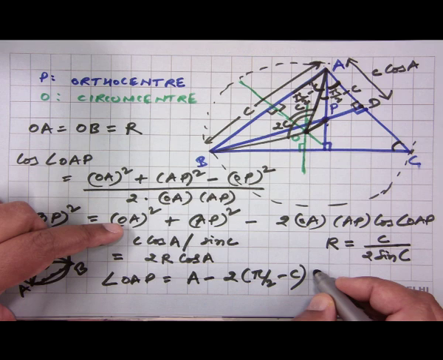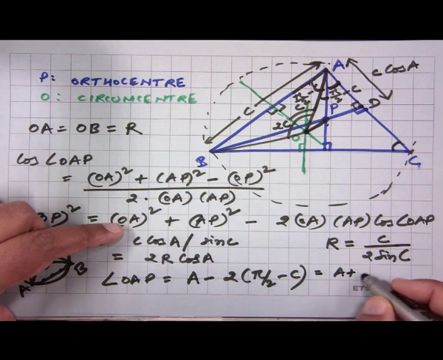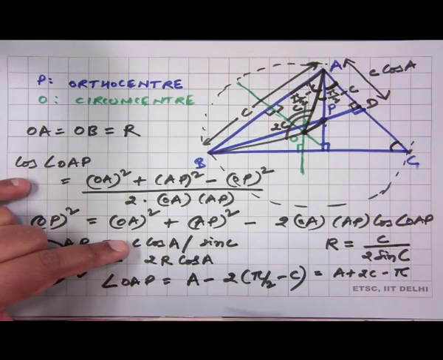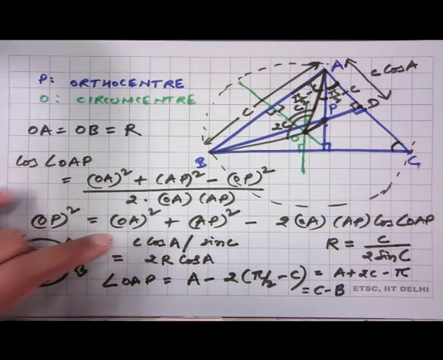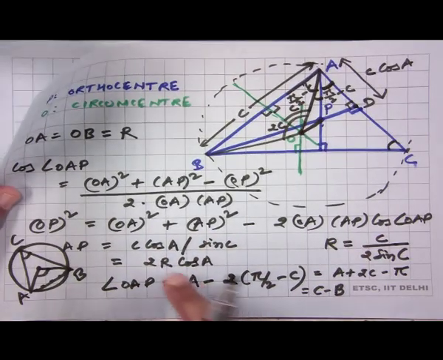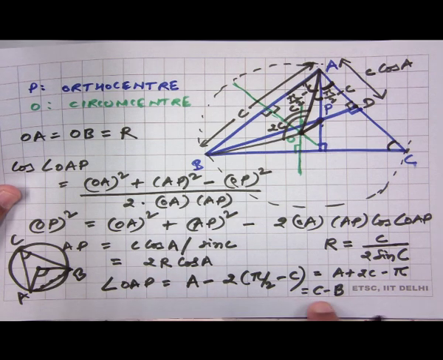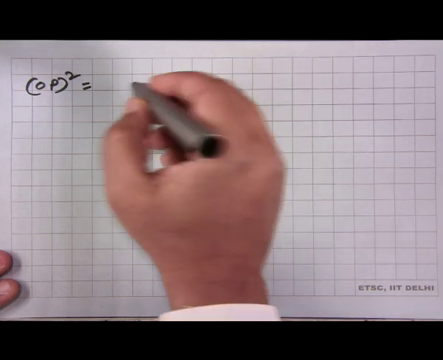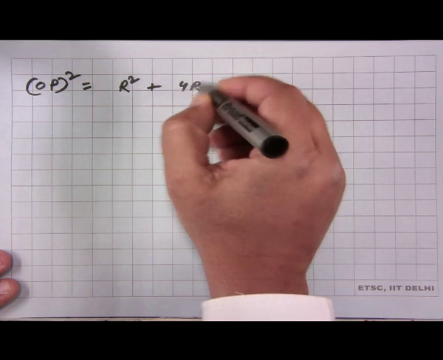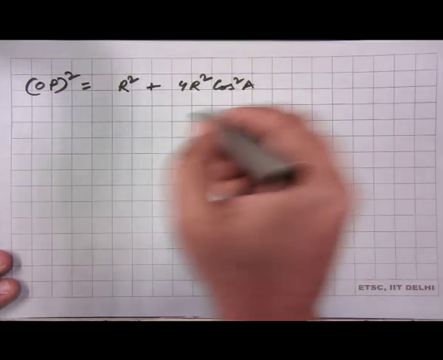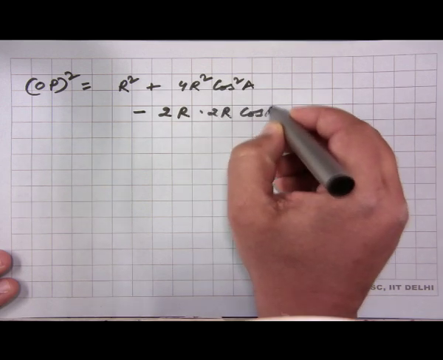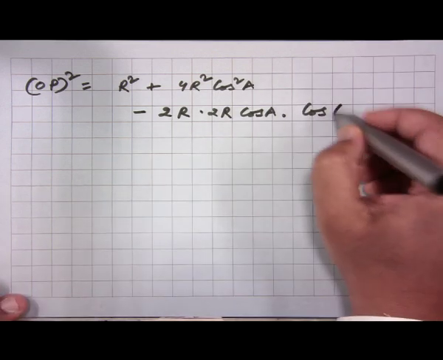And this is equal to A plus 2C minus pi, but pi is equal to A plus B plus C, and therefore, if we put A plus B plus C here instead, we will get this angle to be equal to C minus B. So, now if we use this equation with these values of AP and the angle OAP, we get OP square equal to, so OA square is R square plus 4R square cos square A minus 2 times OA, which is R, times AP, which is 2R cos A, times cosine of angle OAP, which is cosine of C minus B.